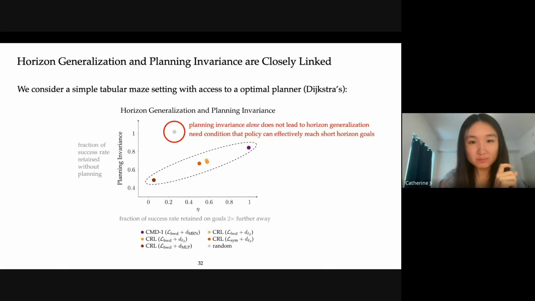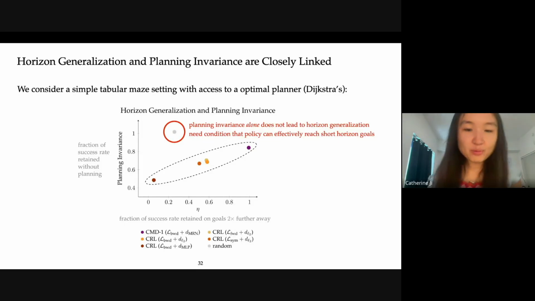If you remember the quick comment about the base case made some number of slides ago, we need the condition that the policy can effectively reach short horizon goals. So this gray point here is just a random policy, always going to be planning invariant because it's just going to have a uniform distribution over our actions, right? And we can see, yes, it is very planning invariant, but you're not going to get this horizon generalization. So this additionally shows that you really do need this base case assumption that you are able to do things well locally before you're able to generalize.